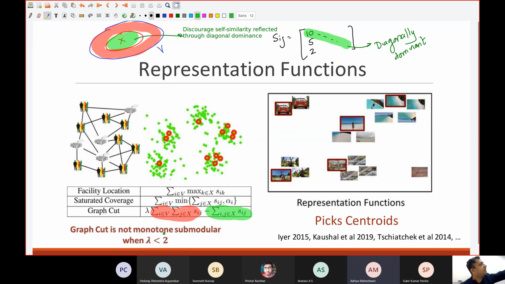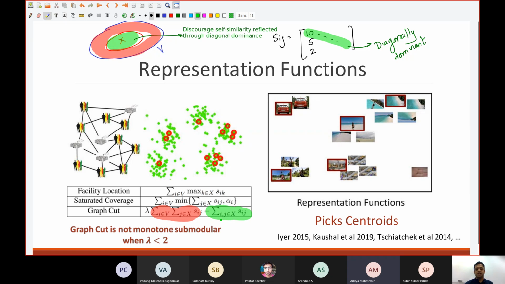Because look at the first component, summation over i, summation over j in X. So lambda should be at least 1. But it turns out that it is not monotone submodular when lambda is less than 2. So if lambda is greater than 2, it's also monotone.